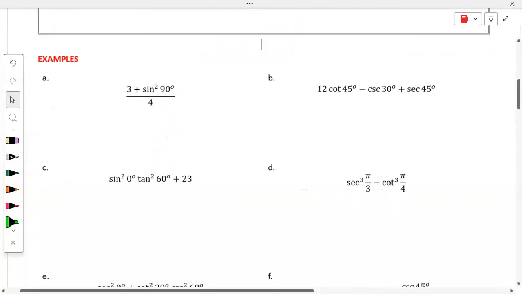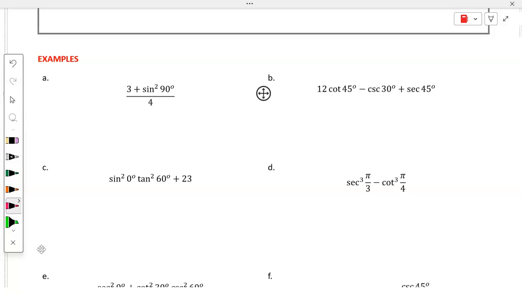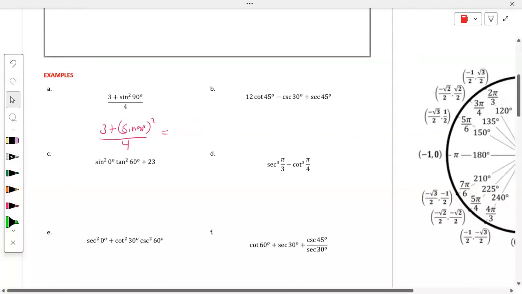So without further ado, let's hop in and do a couple of these examples. Don't freak out. It's not as scary as you think. At this point, we can evaluate, for instance, what the sine of 90 is. We're going to do 3 plus the sine of 90 degrees, and then we're going to square that and divide by 4. That's really all that's happening here. It may look weird, but once you try a couple, it becomes pretty easy.